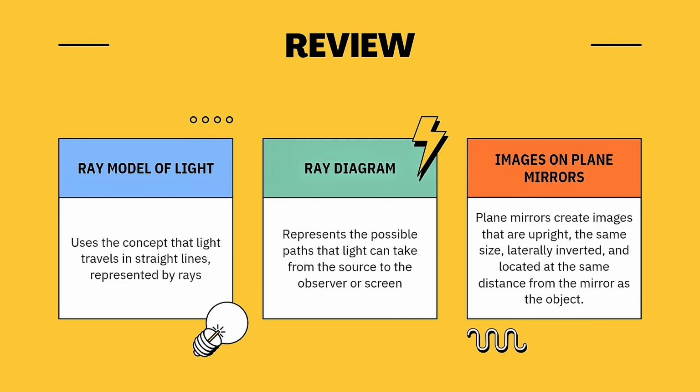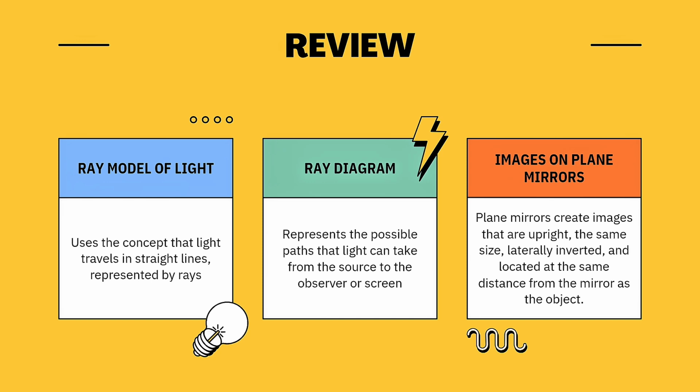Now let us quickly review everything we learned in this chapter. The ray model of light explains that light travels in straight lines called rays. When light hits an object, it can be reflected, absorbed, or transmitted. Reflection is the bouncing back of light from a surface. Absorption happens when light energy is taken in and converted into heat. Transmission happens when light passes through transparent materials.